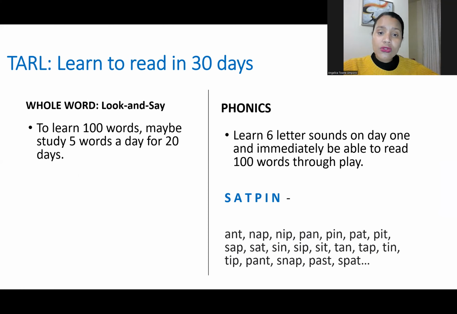So TaRL is trying to change that, use a different approach where instead of taking 20 days to learn 100 words, we're going to learn to read in 30 days. And how are we going to do that? Well, we have to use a very fast, effective approach, and that is phonics, right? In phonics, you could learn just 6 letter sounds, and we'll try and learn them in one day, those 6 little sounds, and you're immediately able to read 100 words. And you can do it through play, by playing with those same 6 letters and making the words ant and nap and nip and pan and past and snap and pants and spat, right?